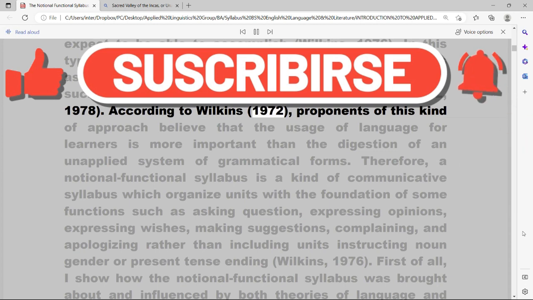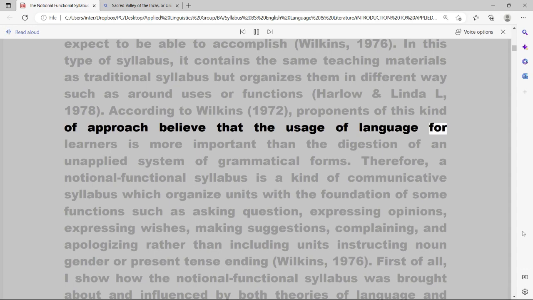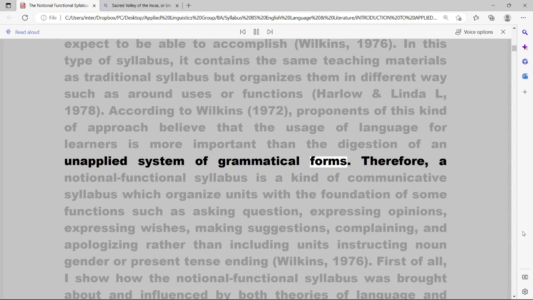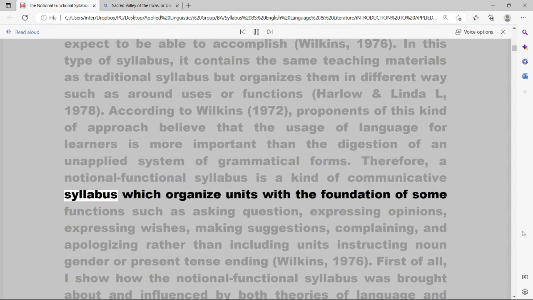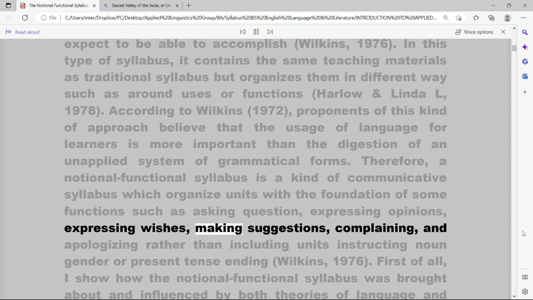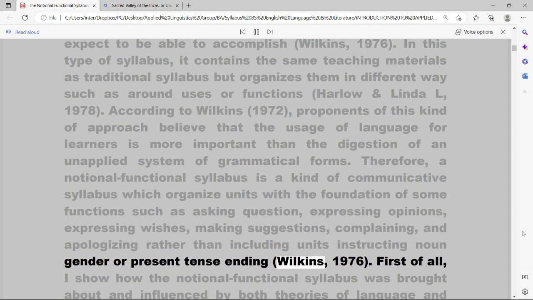According to Wilkins, 1972, proponents of this kind of approach believe that the usage of language for learners is more important than the digestion of an unapplied system of grammatical forms. Therefore, a notional functional syllabus is a kind of communicative syllabus which organizes units around functions such as asking questions, expressing opinions, expressing wishes, making suggestions, complaining, and apologizing, rather than including units instructing noun gender or present tense endings (Wilkins, 1976).